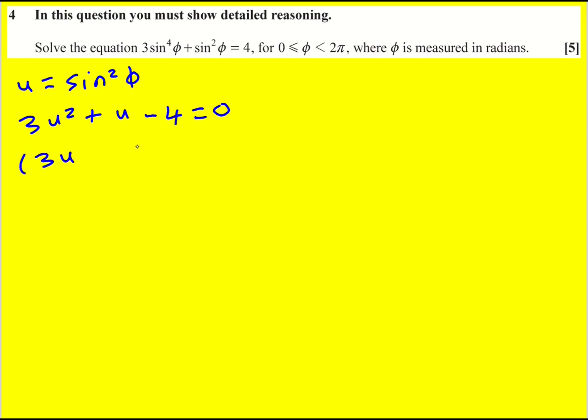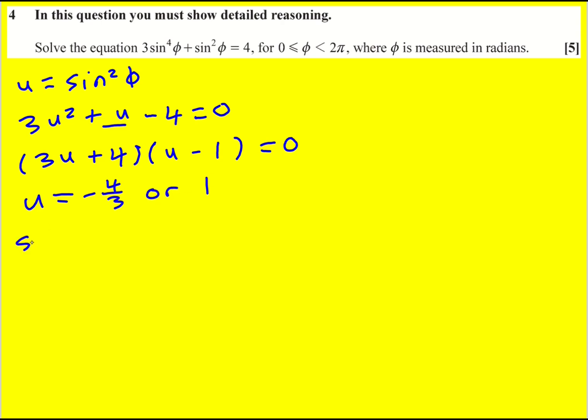Try and factorize. The numbers are quite small, so we've got 3u and u. And I can't use 2 because then there's no way I'm going to get an odd u. So if I put 4 on the right, it'll be too small. So let's go with 4 there and 1 there. And that will work actually if I make this plus and this minus. So u equals minus 4 over 3 or 1.